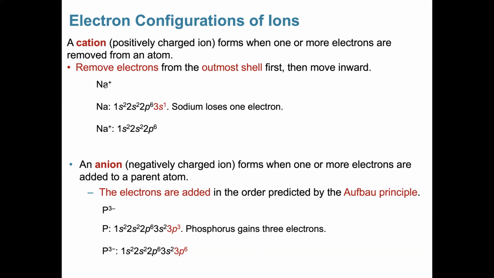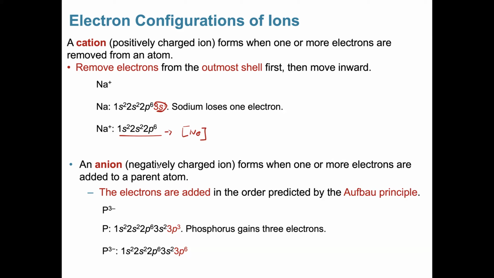When you lose 1 electron, it is removed from the outermost shell first, which is 3s. This is because it's furthest away from the nucleus, it has the highest energy, and it's the most active. So you remove that 1 electron and you form the electron configuration of 1s2, 2s2, 2p6. This is the same electron configuration as neon, which makes the Na plus ion extremely stable.